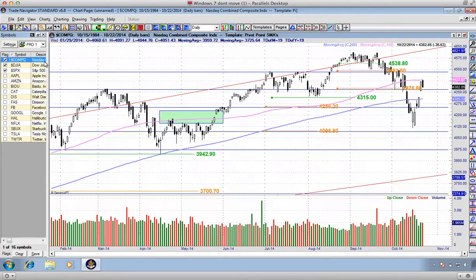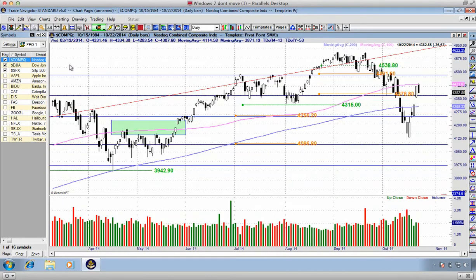Now, these simple moving averages are really dictating the long-term trend of the market. So when you start testing these levels from the bottom and you start seeing candlesticks such as this, you really need to start paying attention to what could be around the corner.